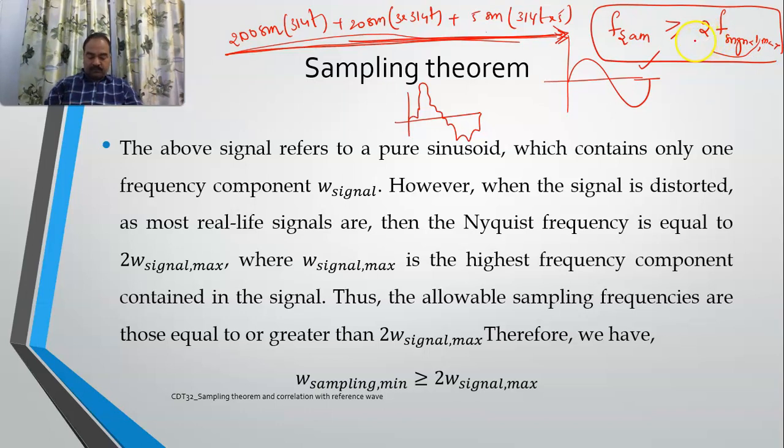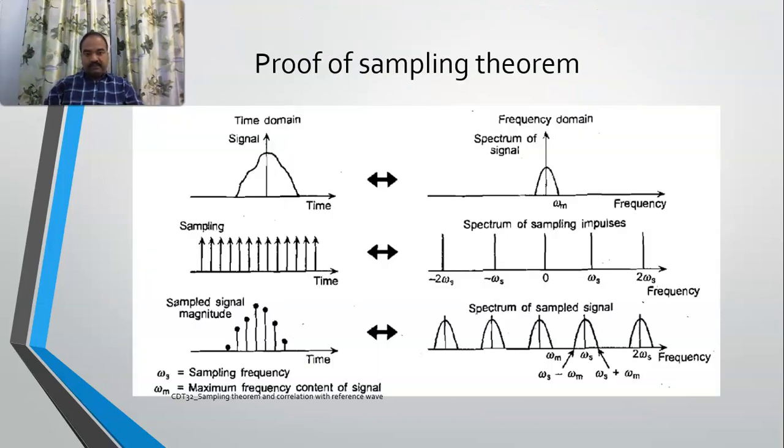So if I write it in omega form, this is the equation. This is the sampling theorem. Why? I will teach you now. Let us suppose this is the time domain signal. Now I want to sample this at regular intervals. Once I sample it at regular intervals, this is my sampled signal magnitude with respect to time.